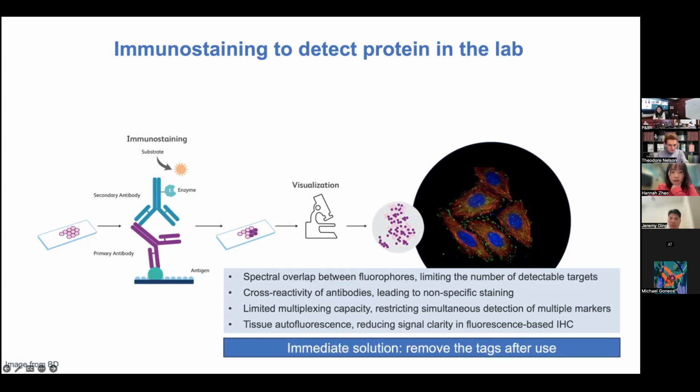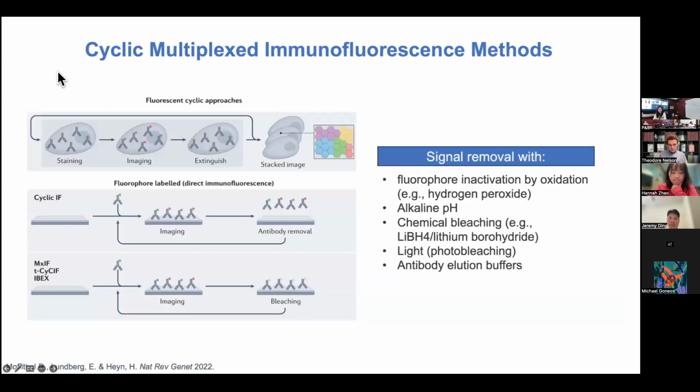So I think to overcome this and go all the way to multiplex methods, the immediate solution was to remove the tags or fluorescence tags after use. So the basic concept is very similar. If you can image 4 to 5 markers at a time, we're going to do it cyclically so that we can have a stacked image and call it spatial proteomics. That was the very first cyclic IF, where you do fluorescent label imaging, and then you remove the antibodies by chemically stripping them, and then go all the way over. The benefit of that is you can get 40, 50 markers easily.